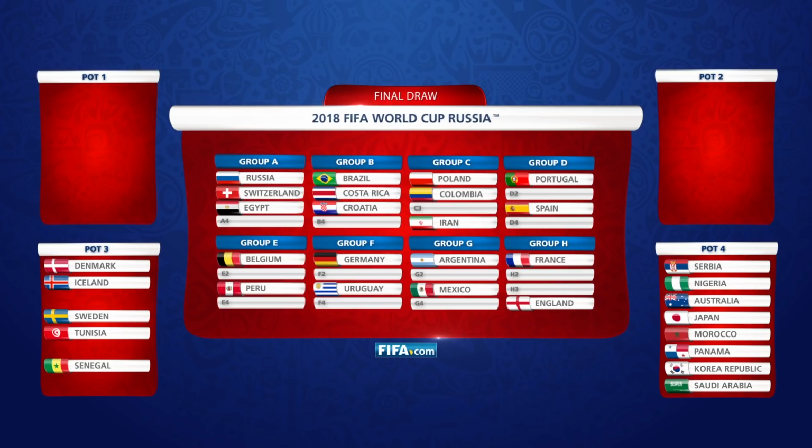If the next team drawn out is Iceland, then they cannot go to Group D because there is already the maximum number of 2 European teams in that group. So Iceland must join Belgium and Peru in Group E.